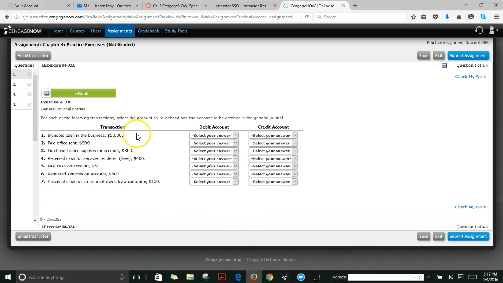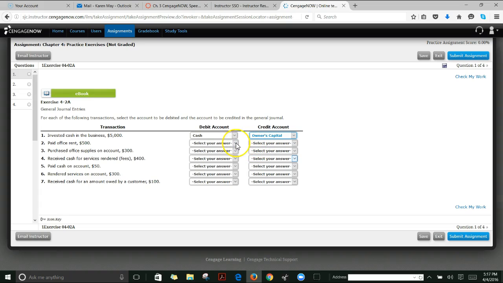So this one's, of course, the first one is an invested cash in the business, $5,000. And so we know when we invest cash, we have more cash. So we would debit cash and we would credit our owner's capital account to add to our investment or net worth in our business. The next one, we paid office rent for $500.